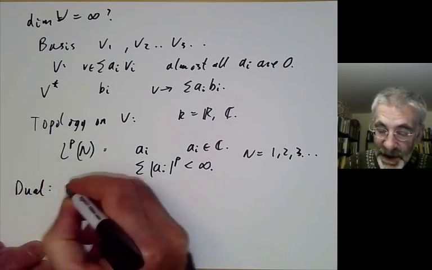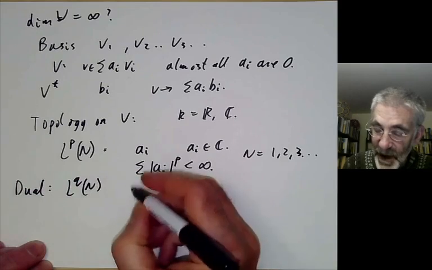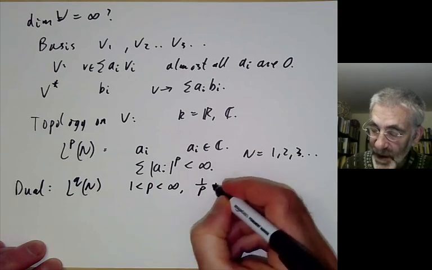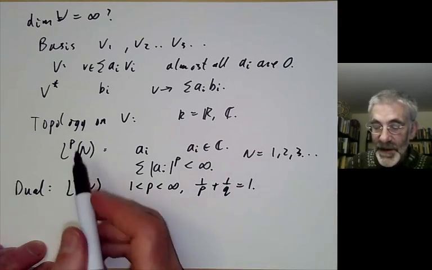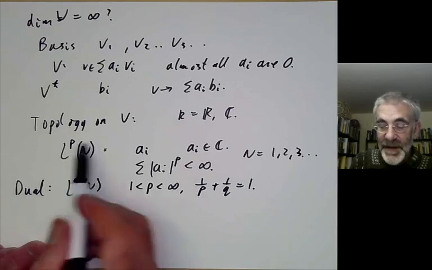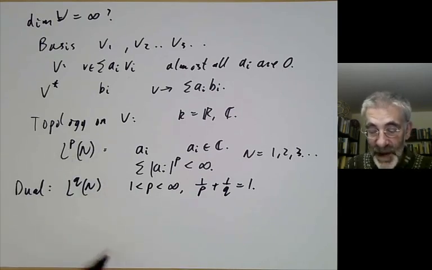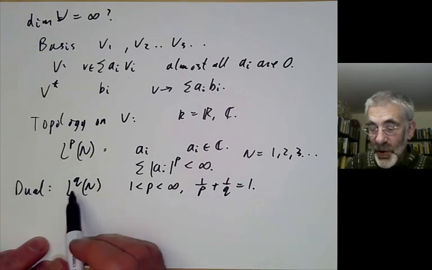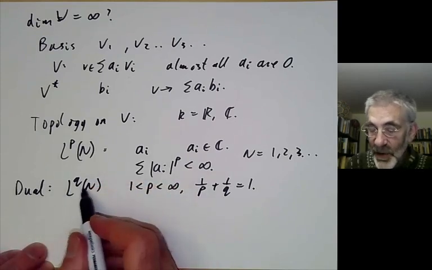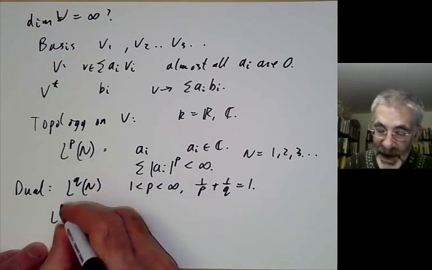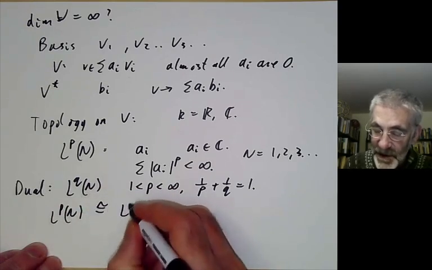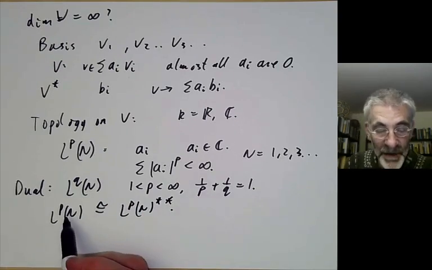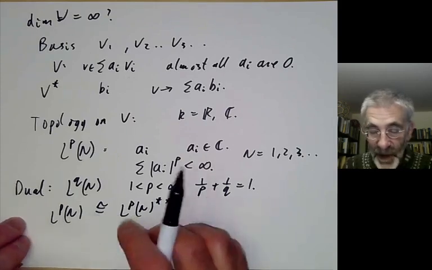Then it has a dual consisting of L^q of n, provided 1 is less than p is less than infinity, where 1 over p plus 1 over q is equal to 1. For example, if p and q are both 2, then this is essentially a Hilbert space, and this just says the dual of a Hilbert space is a Hilbert space. Furthermore, you find the dual of L^q of n is then just L^p of n. So L^p of n is actually isomorphic to the double dual of L^p of n. So sometimes spaces are isomorphic to their double duals, provided you put the right topology on them.